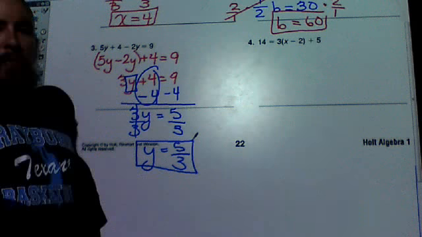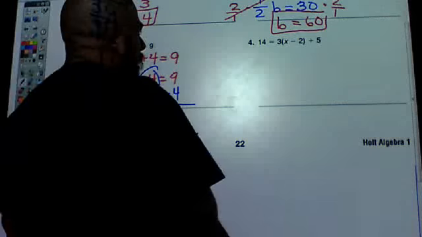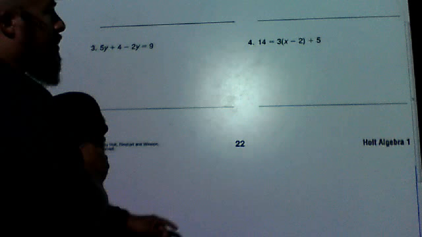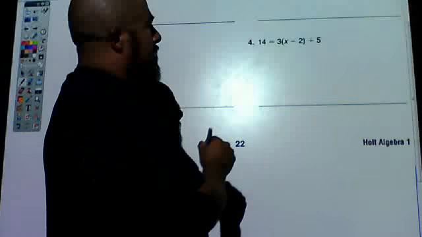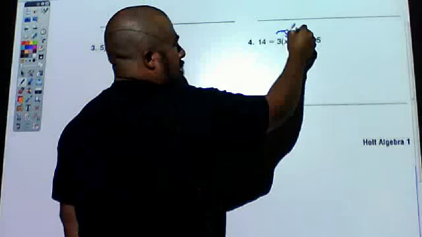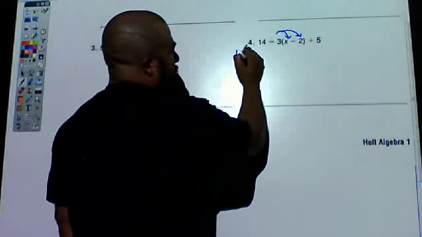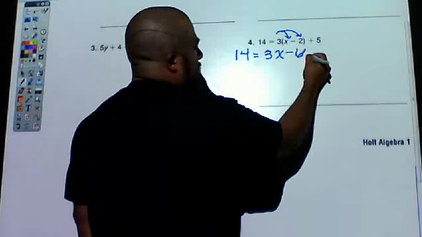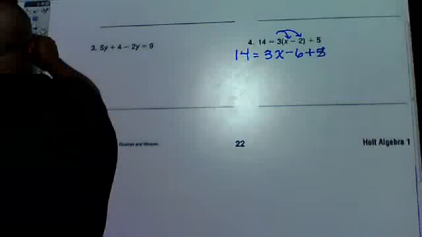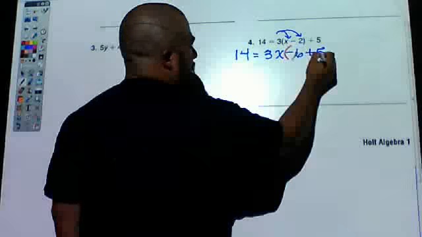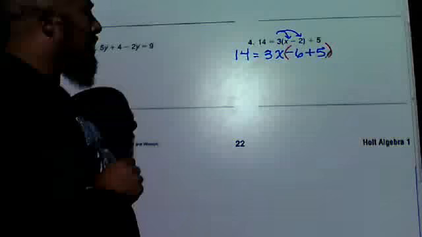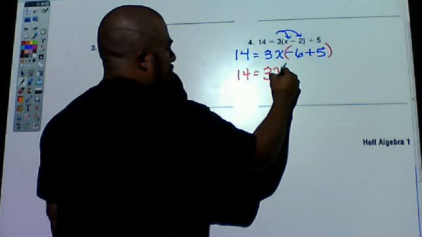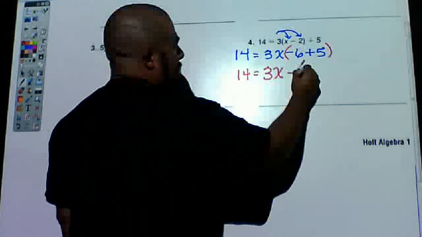All right, number 4. I have a problem. I'll go ahead and erase all this. I have a problem with these parentheses. Remember, we need to take these parentheses out by using our distributive property and multiplying. So now my new equation is 14 equals 3x minus 6 plus 5. And guess what? I need to group these to simplify because I'm not simplified yet. Okay? So 14 equals 3x. Negative 6 plus 5 gives me minus 1.